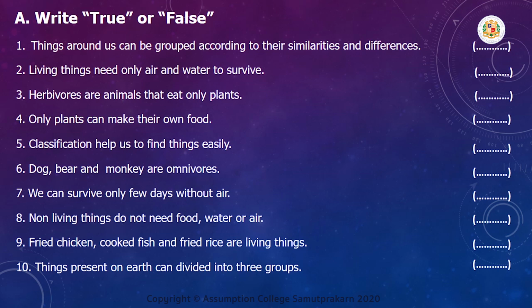Number 9. Fried chicken, cooked fish, and fried rice are living things. Number 9. Fried chicken, cooked fish, and fried rice are living things. Number 10. Things present on Earth can be divided into three groups. Number 10. Things present on Earth can be divided into three groups. Okay, you're done. Next.